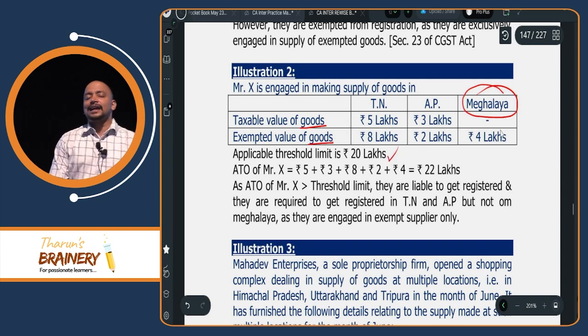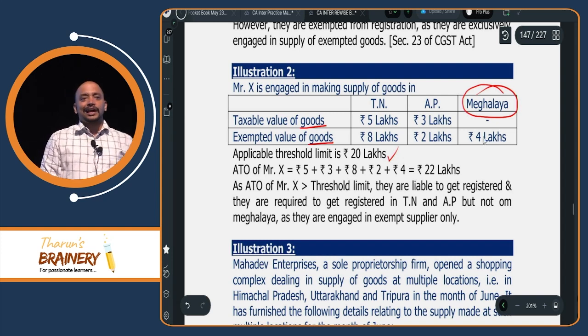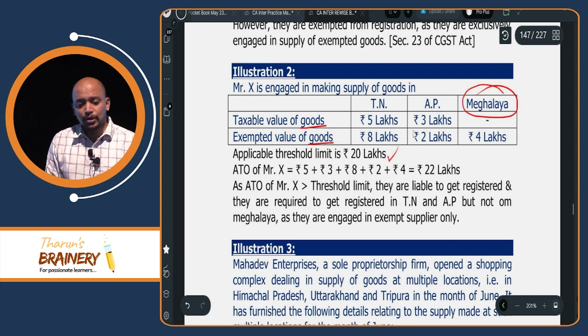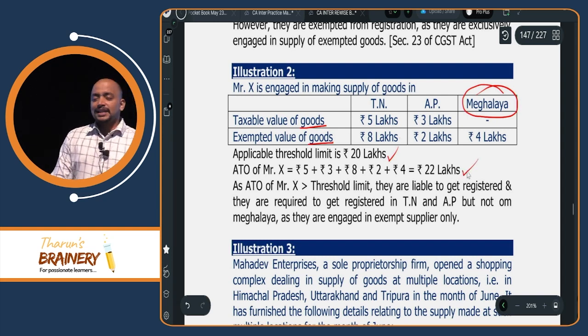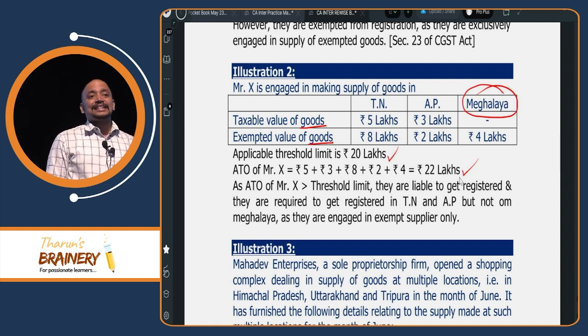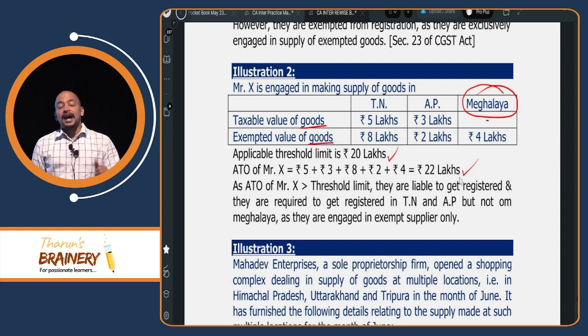Now, what is the aggregate turnover? While counting aggregate turnover, we need to take taxable, exempted, everything. So, 5 plus 3 plus 8 plus 2 plus 4. What is the aggregate turnover? 22 lakhs. Whether aggregate turnover exceeds the threshold limit? Yes. So whether Mr. X is liable to get registered? Yes. And where should he get registered?